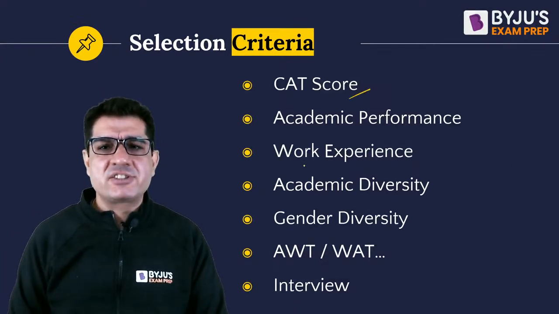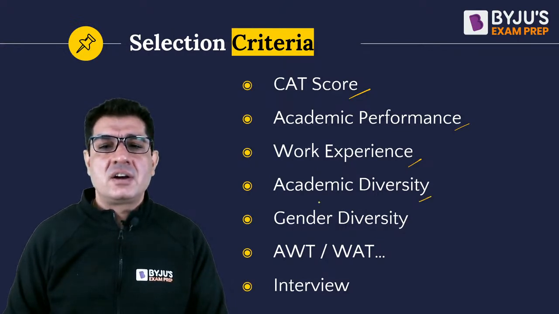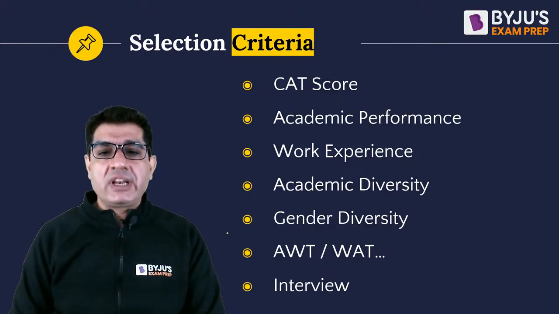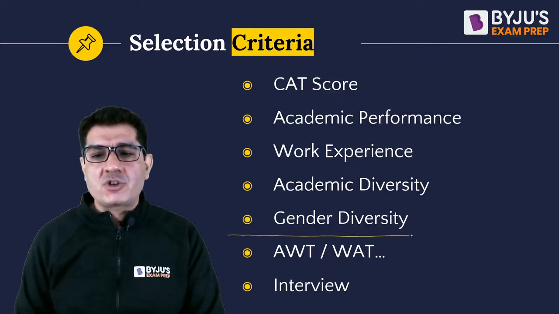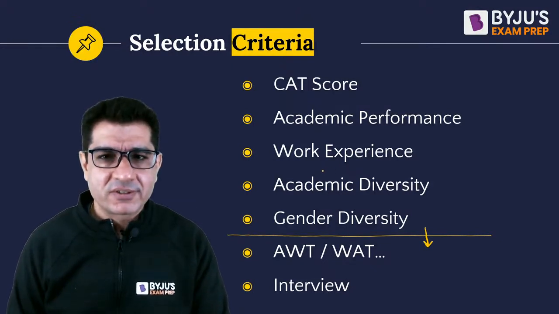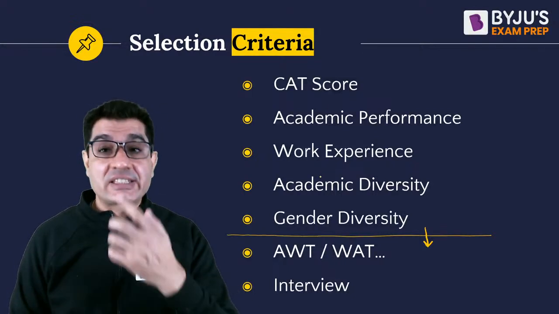So you need to have a CAT score. They may also look at your academic performance, your work experience, the kind of diversity that you bring in, be it academic diversity or gender diversity. So it's only when you look at a combination of all these things that you are shortlisted for the next stage.